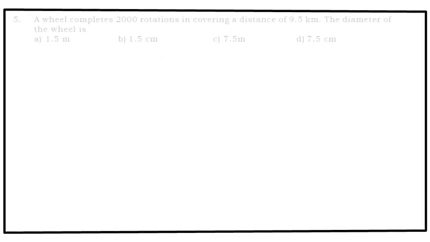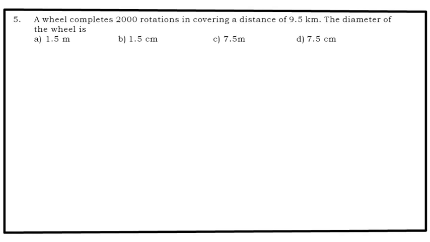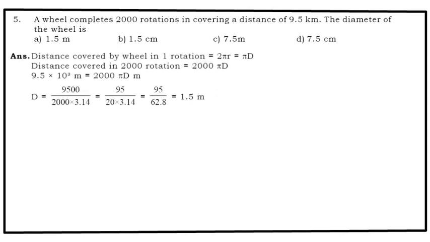Problem number 5. The wheel completes 2000 revolutions in covering a distance of 9.5 km. The diameter of the wheel is. The distance travelled in 2000 revolutions would be equal to 2000 into the circumference of a circle, that is pi into d. So once you put that formula, d is equal to 1.5 meter.